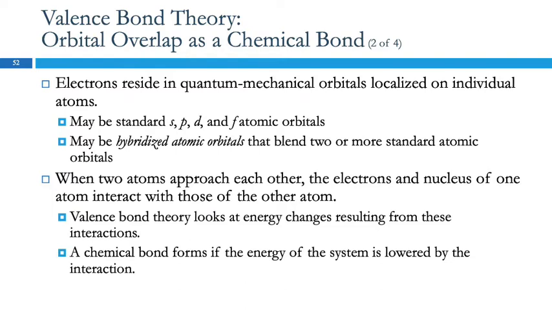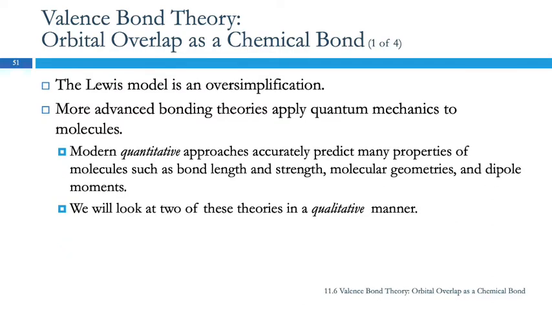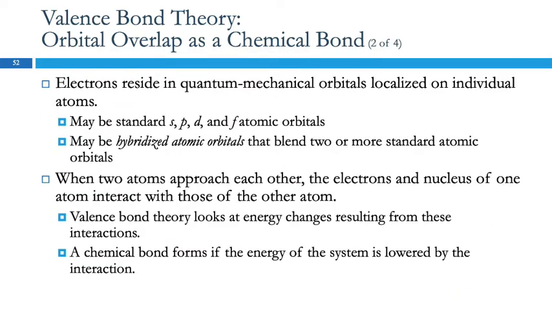So electrons are found in quantum mechanical orbitals that are localized on individual atoms. And we've talked about these, the S, P, D, and F atomic orbitals. So what's new here in valence bond theory? What's different here is that we can hybridize these atomic orbitals. So kind of mash them together, change them a little bit.